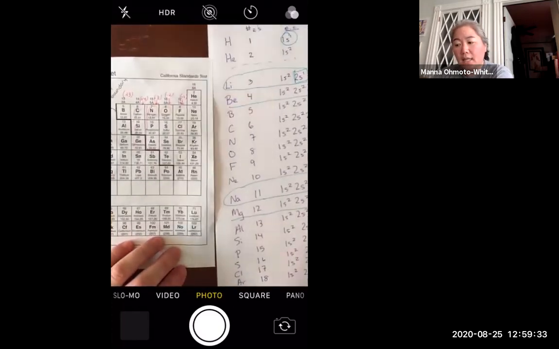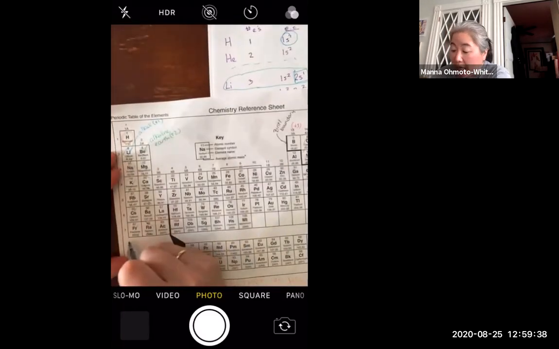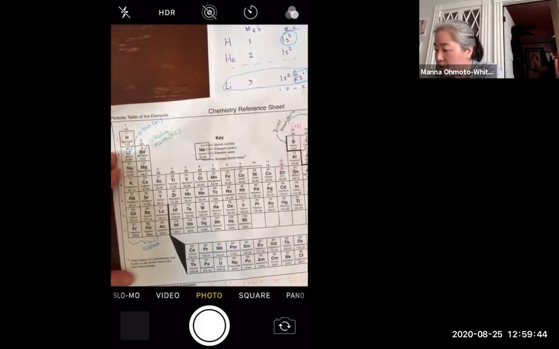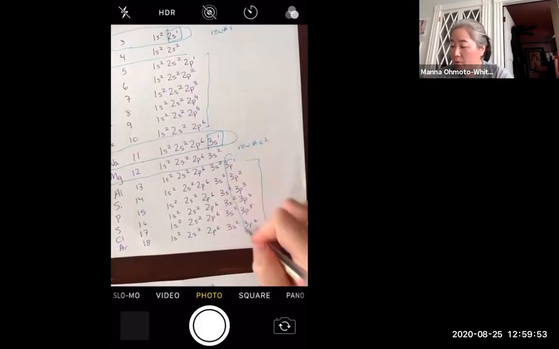Wait, this is called the p block. So now I can add something. I can say this is my s block elements. These are my p block elements. And what do I mean by p block elements? I mean that my last electrons are located in the p orbitals.